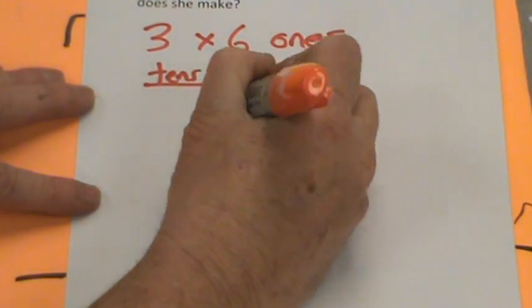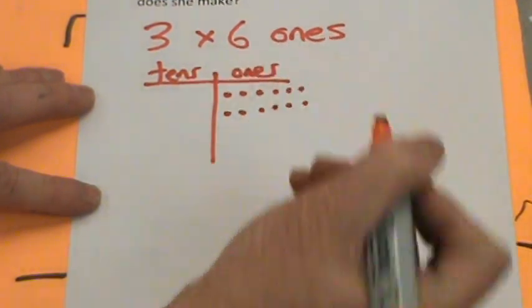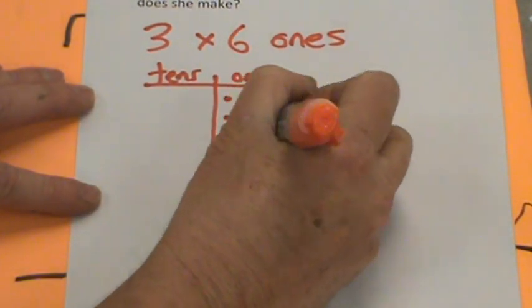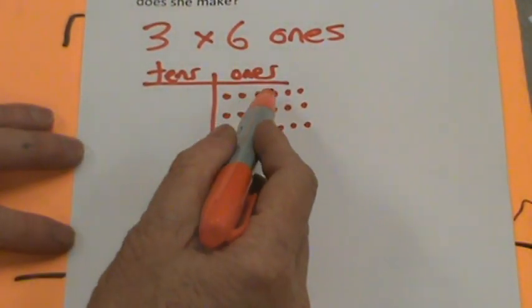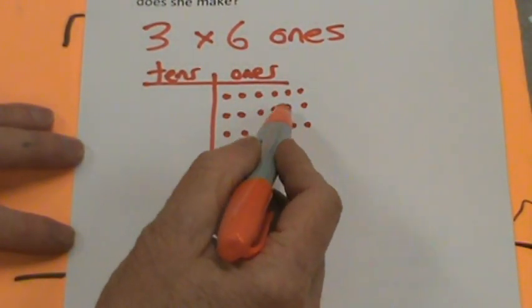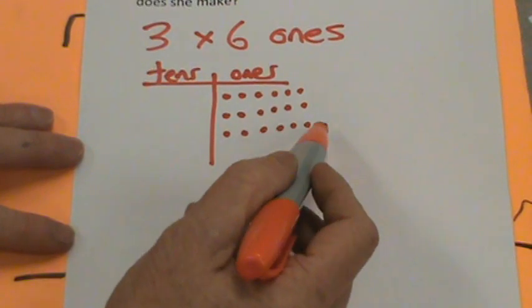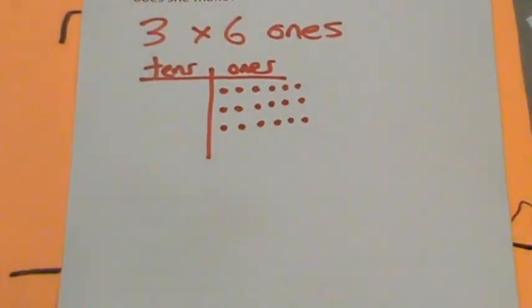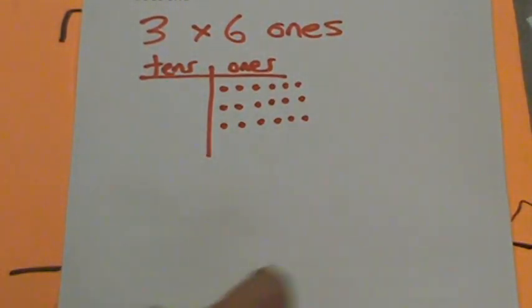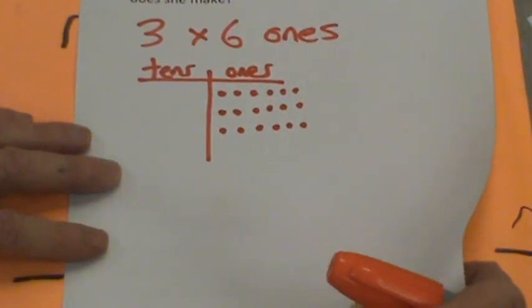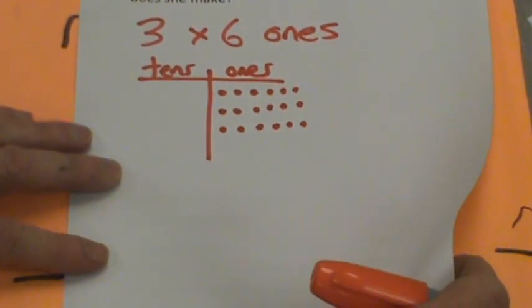Let's make 6 ones and do it 3 times. There's 1 time, 2 times, and 3 times. So what do we get? 1, 2, 3, 4, 5, 6, 7, 8, 9, 10, 11, 12, 13, 14, 15, 16, 17, 18. So we get 18. But now we're going to scooch around a little bit and watch what we do to solve this problem.